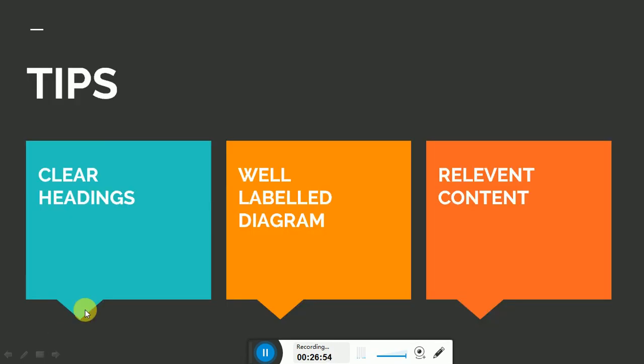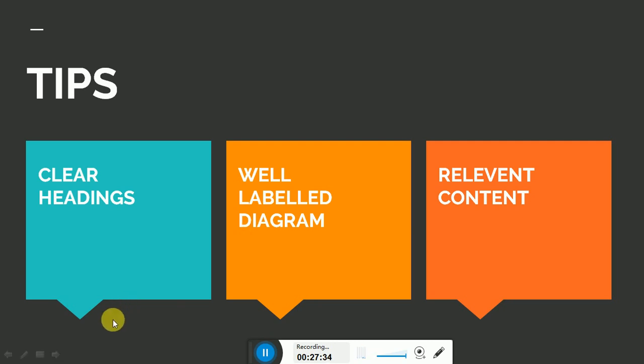So, while presenting an answer, make sure that you have written very clear headings in bold letters. A diagram, an anatomy diagram. Anatomy is about diagram, diagram and diagram. Please draw a well labeled diagram with appropriate color coding. And next, whatever you write inside the heading has to be very relevant and specific. Follow these tips. Definitely you will gain good marks.